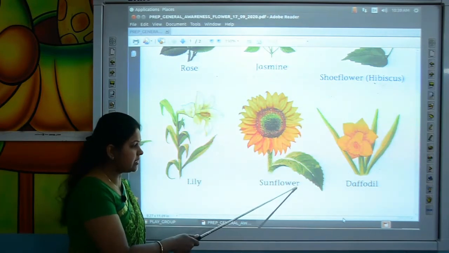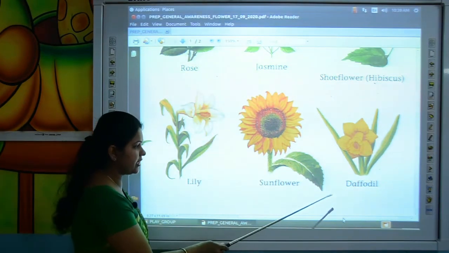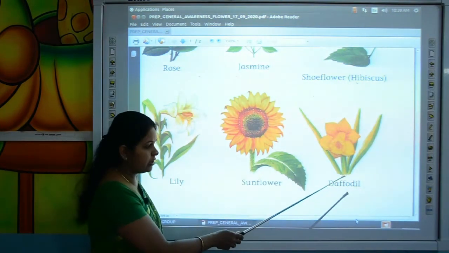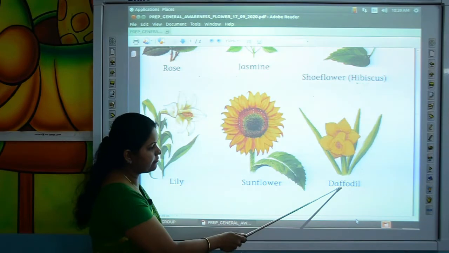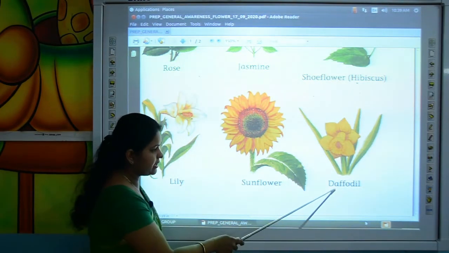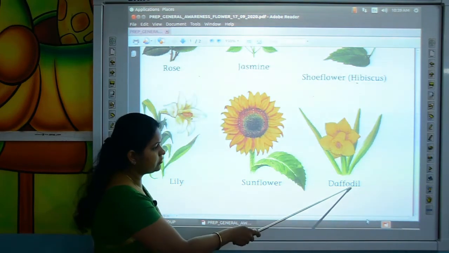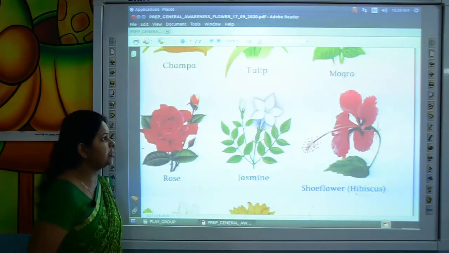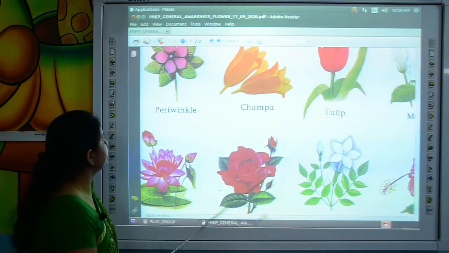Now move to the next. This is daffodil. D-A-F-F-O-D-I-L, daffodil. Now kids, we will revise these names again.